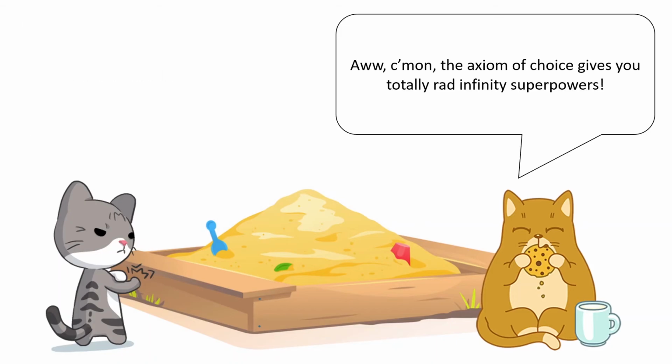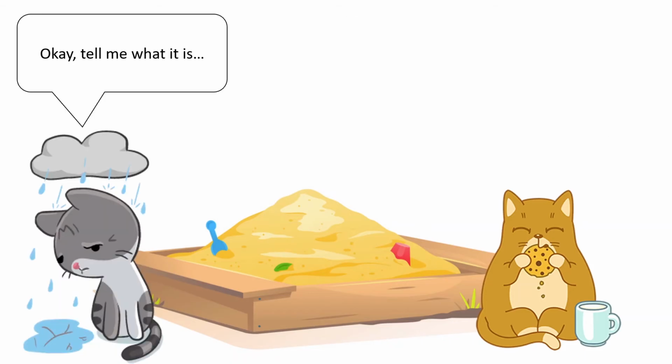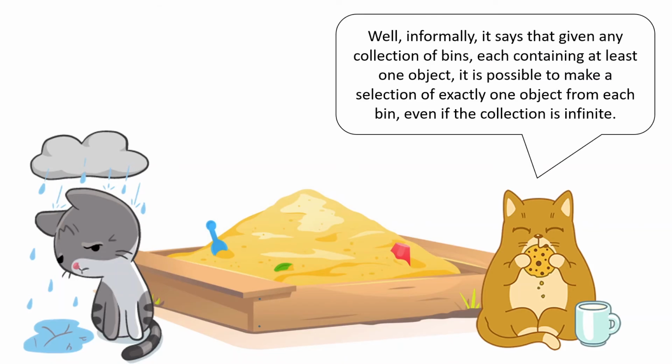So what is the axiom of choice, actually? It kind of gives you some rad infinity superpowers. I'll just try to explain it in an informal manner. Basically it says that given any collection of bins, each one containing at least one object, it is possible to make a selection of exactly one object from each bin, even if the collection is infinite. So the bins are basically sets.